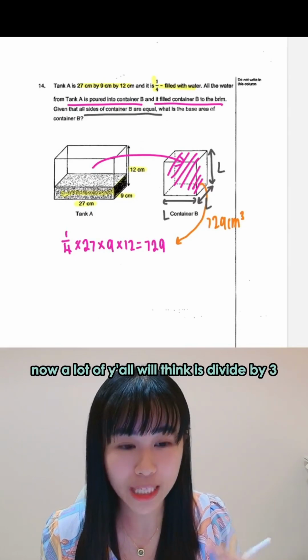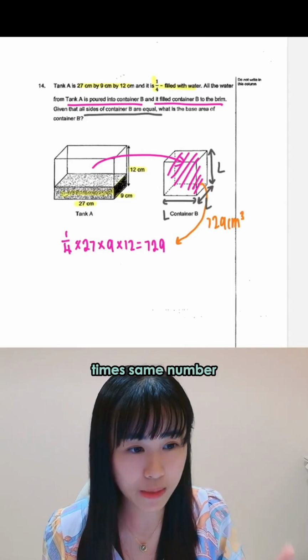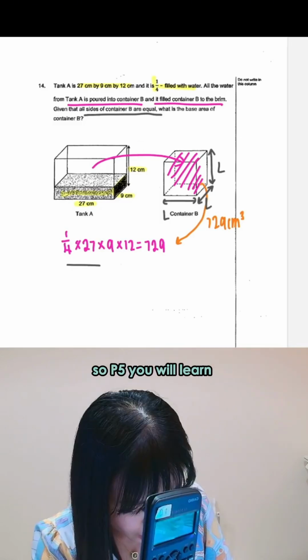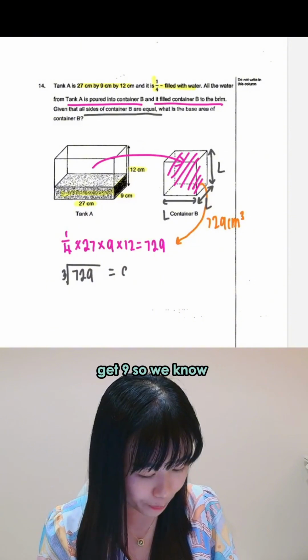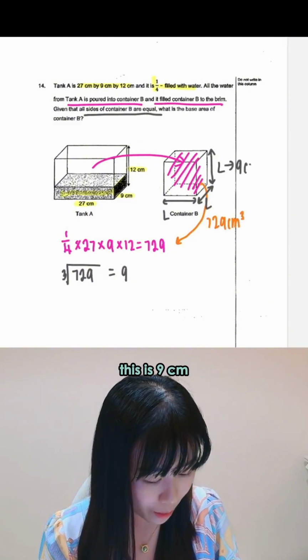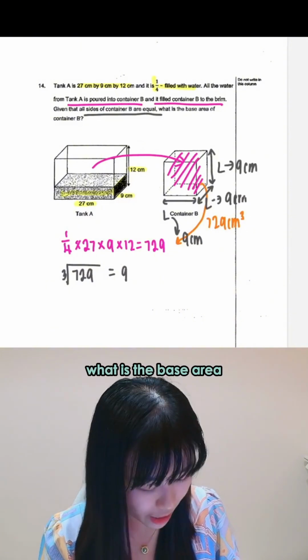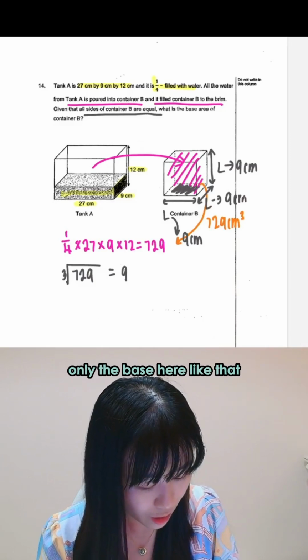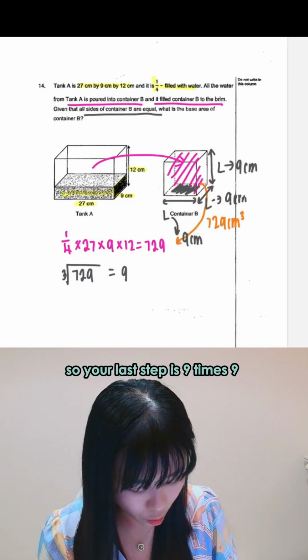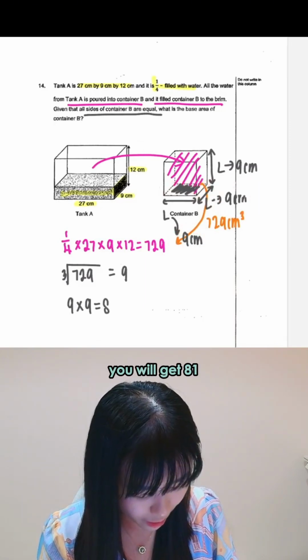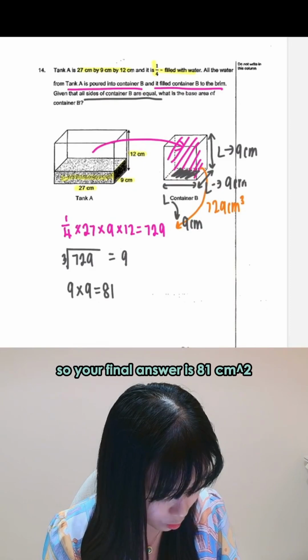Now a lot of y'all will think it's divided by 3. No. If it's same number times same number times same number, it is cube root. So in primary 5, you will learn how to cube root this. Using calculator, get a 9. So we know this is 9 cm. If this is 9 cm each, what is the base area? Base area is talking about only the base here. Area is just length times length. So your last step is 9 times 9, you will get 81. So your final answer is 81 cm squared.